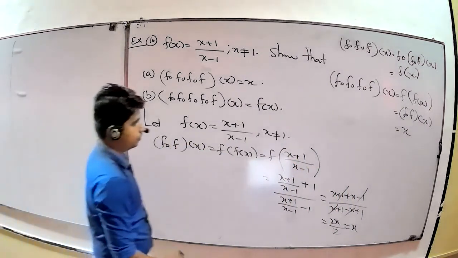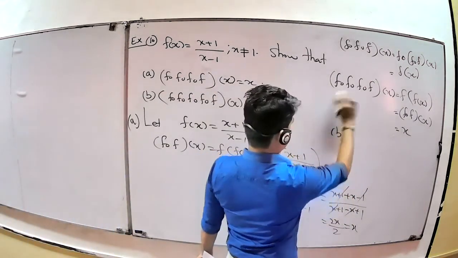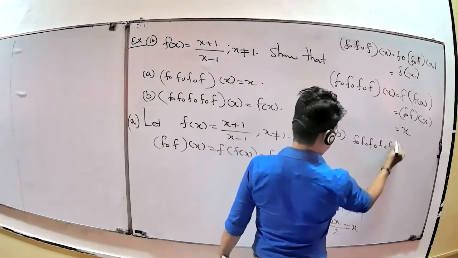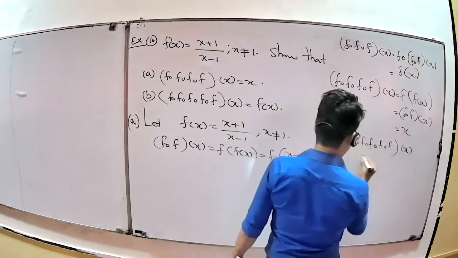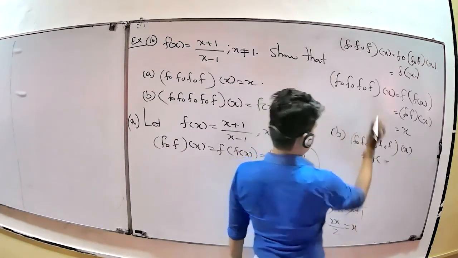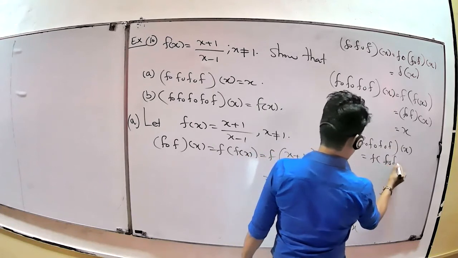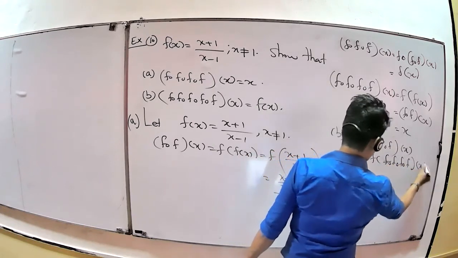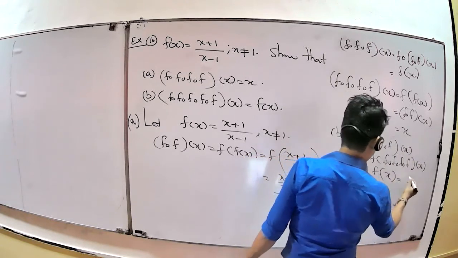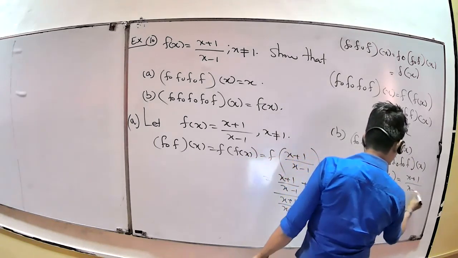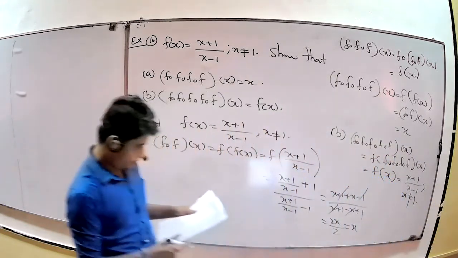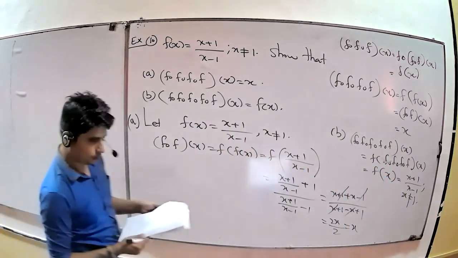Now the B part. Now move to 5: 1, 2, 3, 4, 5. Up to 4 your value is x, so for this part your value is f of x. f of x means x plus 1 over x minus 1, x not equal to 1.